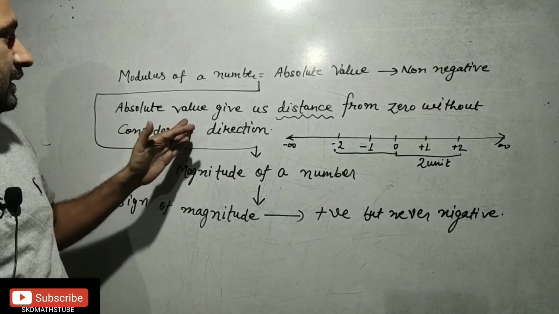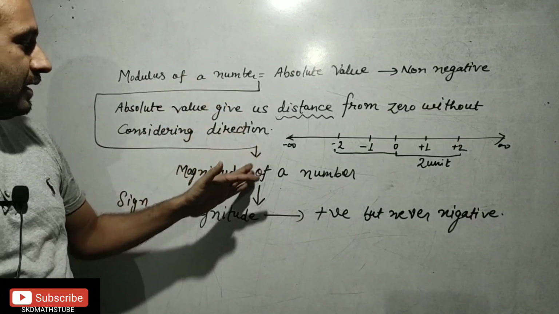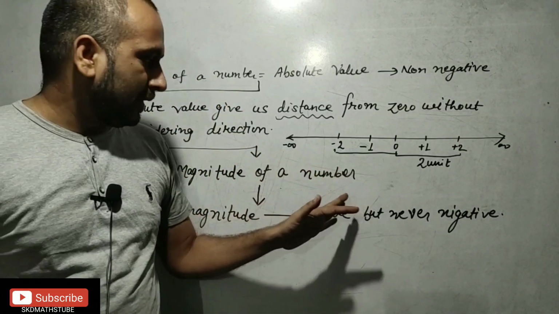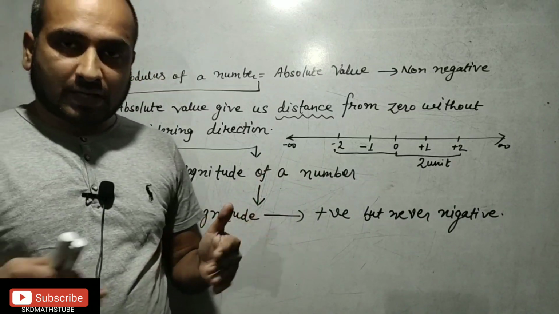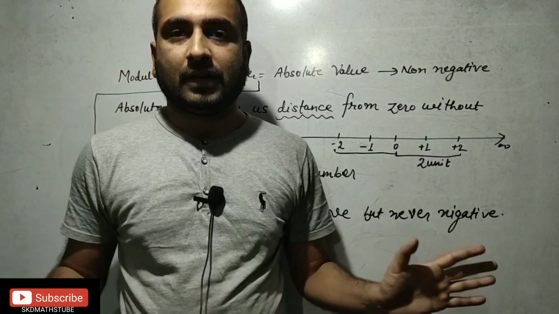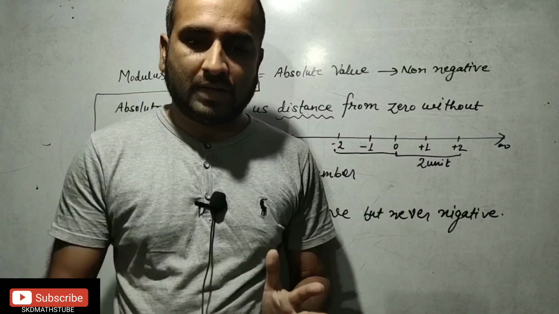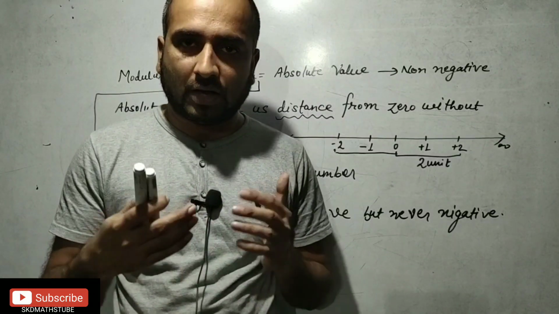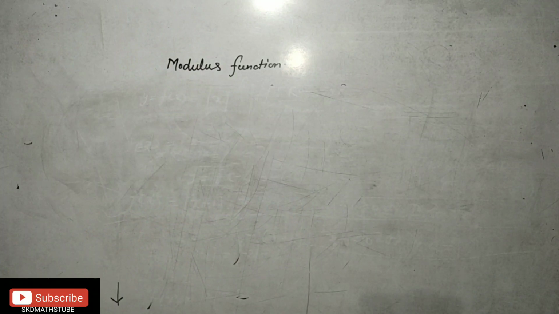So the modulus of a number gives us the magnitude of the number, and the sign of the magnitude will be every time positive, but never negative. So this is the concept behind the modulus number.